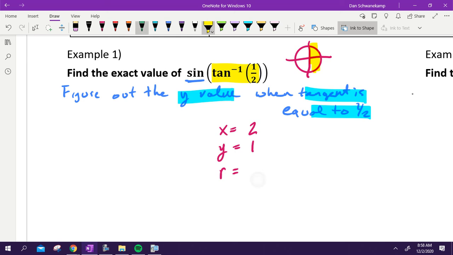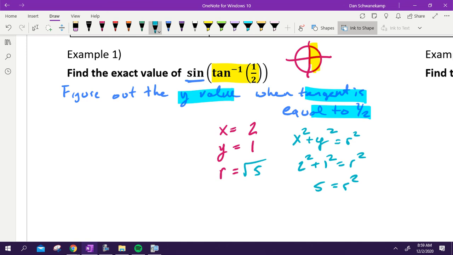Okay, so I've got my x and my y. How could I find my r? Pythagorean theorem: x squared plus y squared equals r squared. So 2 squared plus 1 squared is r squared. So 5 is r squared, so r is root 5.